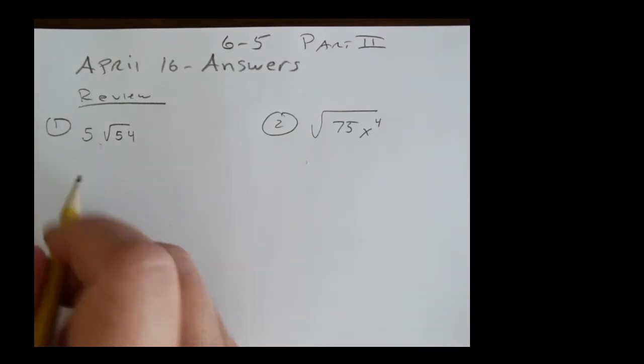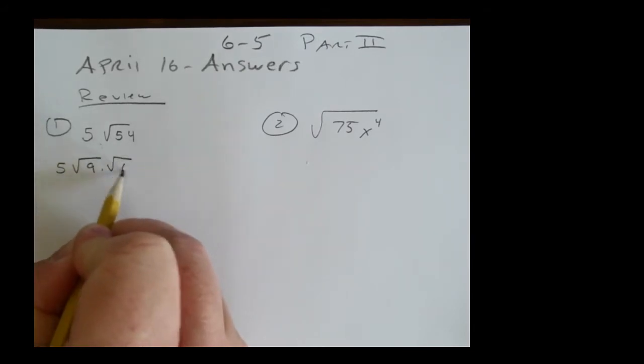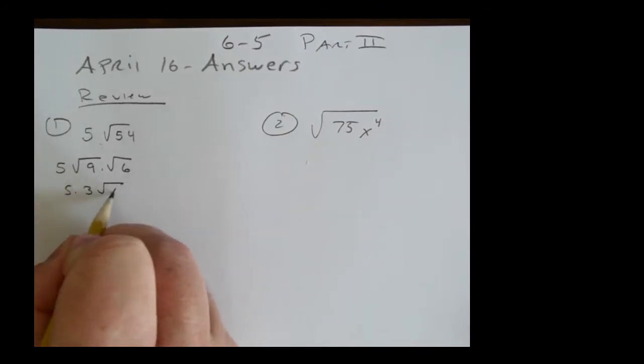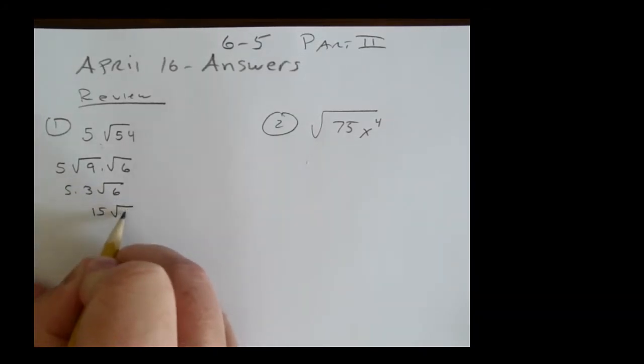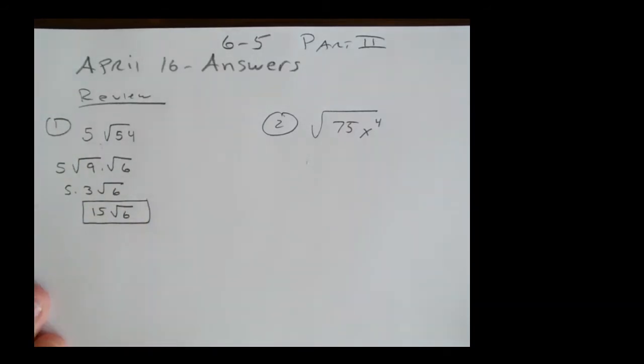So remember our important square roots. 5 square root of 9 times the square root of 6. 5 times 3 times the square root of 6. 15 times the square root of 6. Okay, make sure we're multiplying on those.